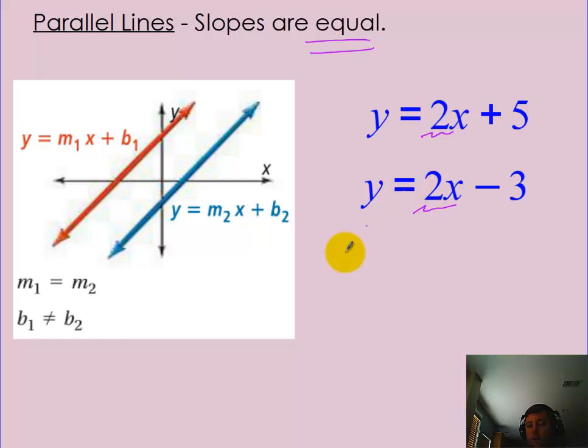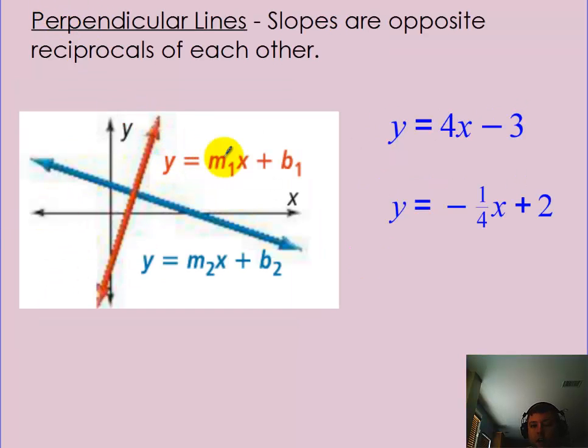Notice the slope in both of these. The first one's m equals 2, and the second one's m equals 2. They're the same slope. They have different y-intercepts, 5 and -3. This one's at 5, this one's at -3. And that's good, but we have the same slopes. Key is the slopes. So perpendicular lines, slopes are opposite reciprocals.